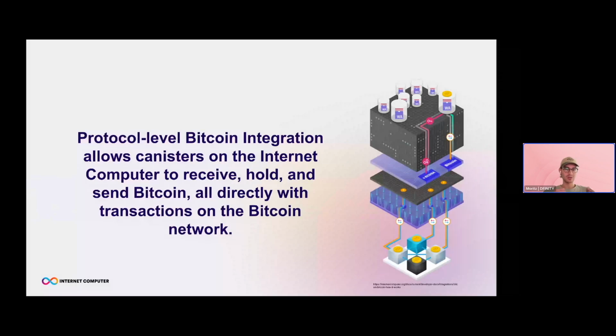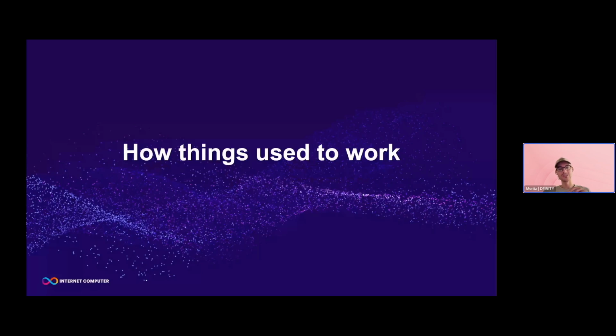Okay, maybe again, what actually is the direct Bitcoin integration? In one sentence, the Bitcoin integration allows canisters on the Internet computer to receive, to hold, and to send Bitcoin, and all of that directly with transactions on the Bitcoin network. That's a cool thing. And to understand why this is awesome, we first have to take a look at how things used to work before this kind of technology was available.